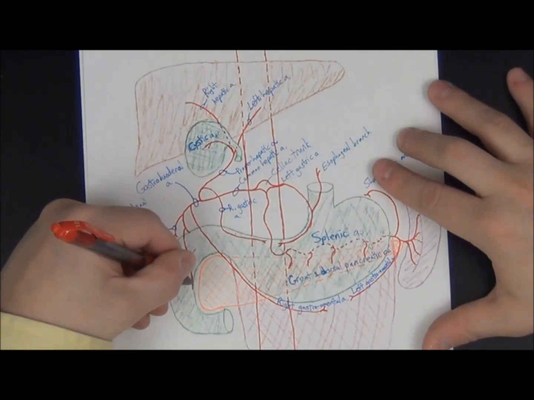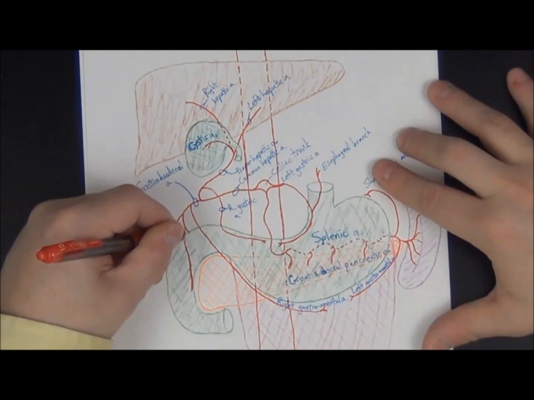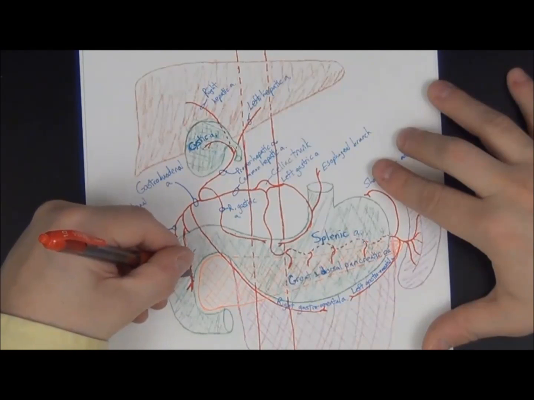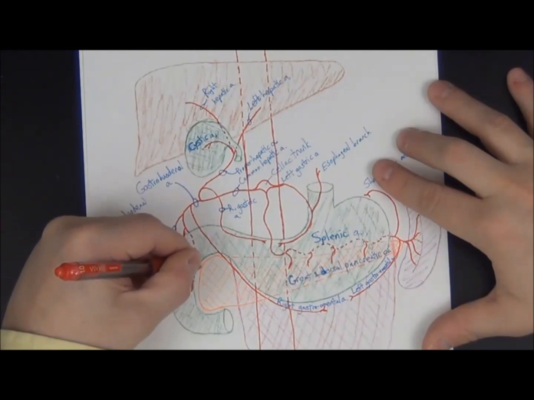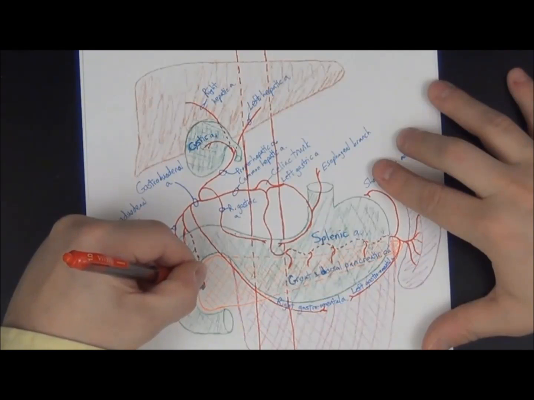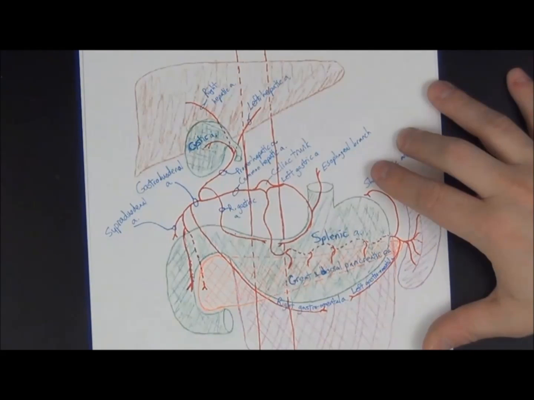It goes on the anterior surface of the duodenum, right near the head of the pancreas, and supplies blood to both. And there's also a branch that goes posteriorly and does the same thing, supplying the head of the pancreas and the duodenum.